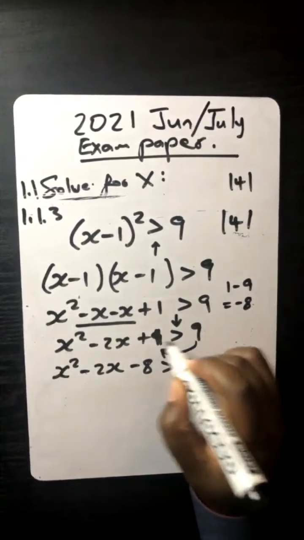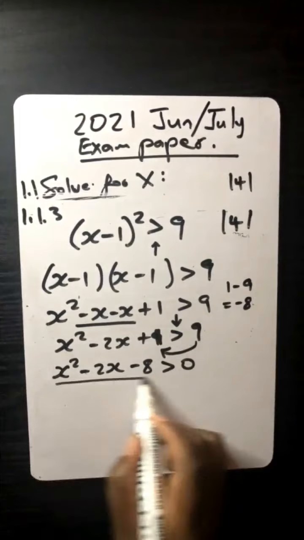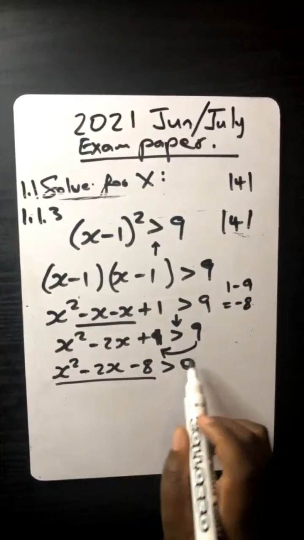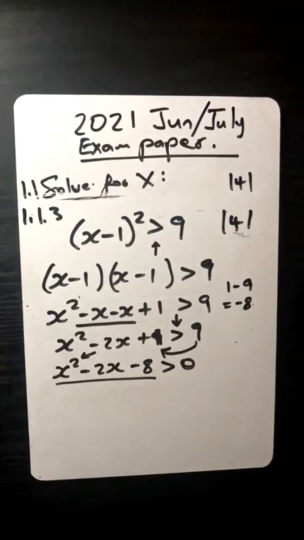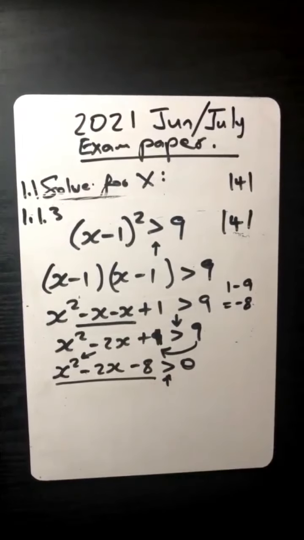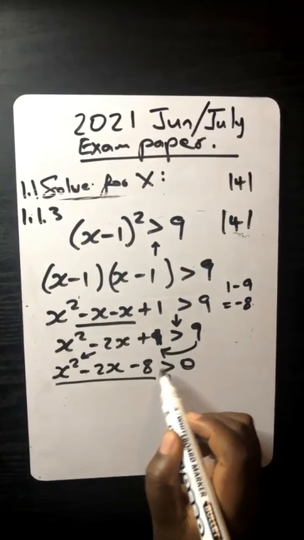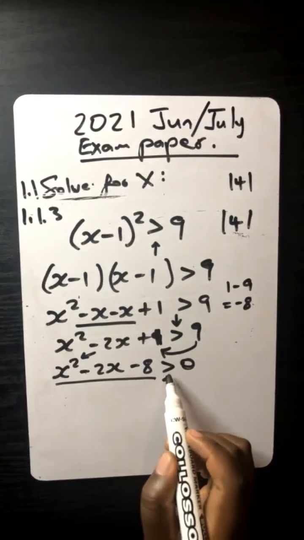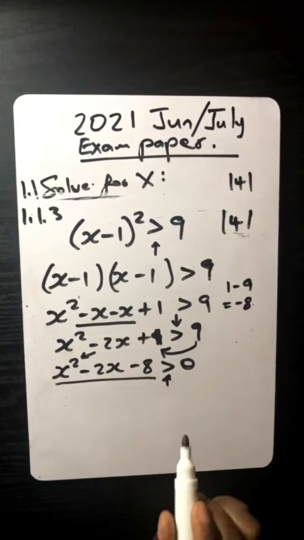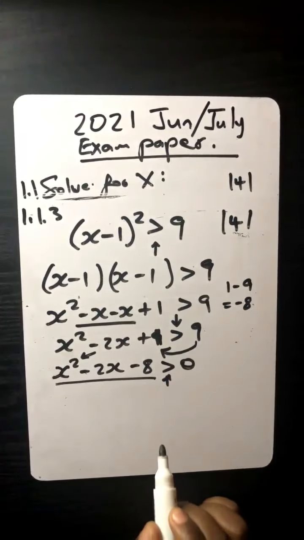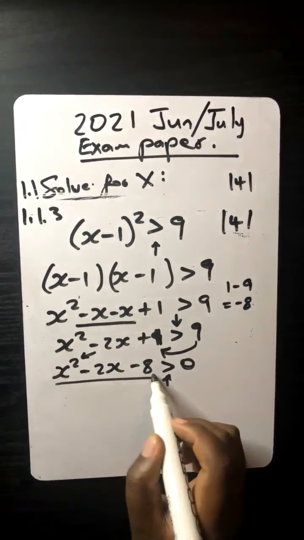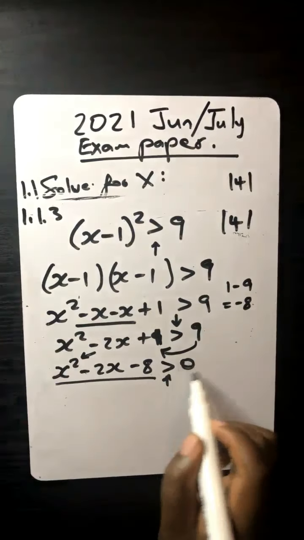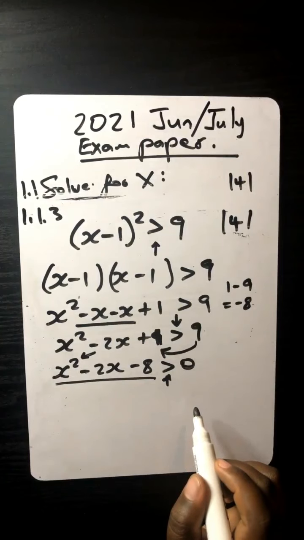Why did you have to transpose? It's because you wanted the whole of this to be equal to 0. Why do you want it to be equal to 0? Because you notice this is a quadratic inequality. If it's an equal sign there, then we call it a quadratic equation. But because this is an inequality sign, we call it a quadratic inequality. So you had to have the whole of that in standard form and have 0 on the other side, because you wanted to find your critical values.